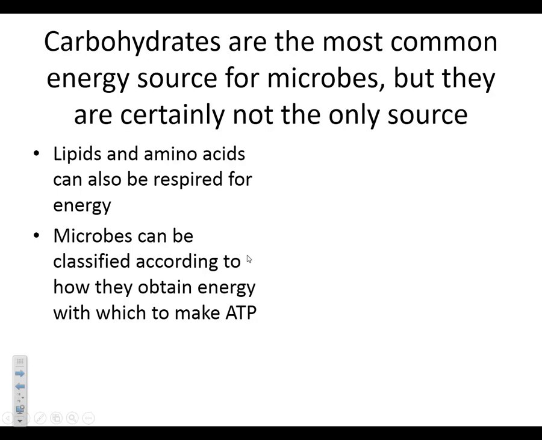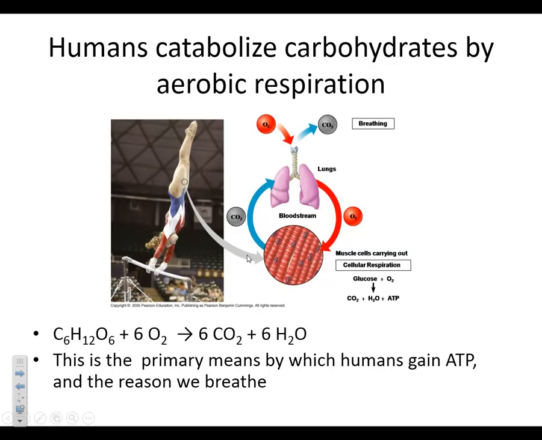So, microbes like this can be classified according to how they obtain energy with which to make ATP. And so, this is how we do it, yeah? We do aerobic respiration. There it is again, right? So if you didn't copy this down, you could just write aerobic respiration over this, yeah? Does that make sense? This chemical reaction is aerobic respiration. This is the primary means by which humans gain ATP and the reason we breathe, yeah? Without oxygen, when you don't have oxygen, you can't do this chemical reaction. And if you can't do this chemical reaction, you can't get ATP. And if you can't get ATP, you'll die because your cells will die. Yeah? Does that make sense? We breathe oxygen because our cells need oxygen. Yeah? And they need oxygen to do this to get ATP to stay alive. Guys good?